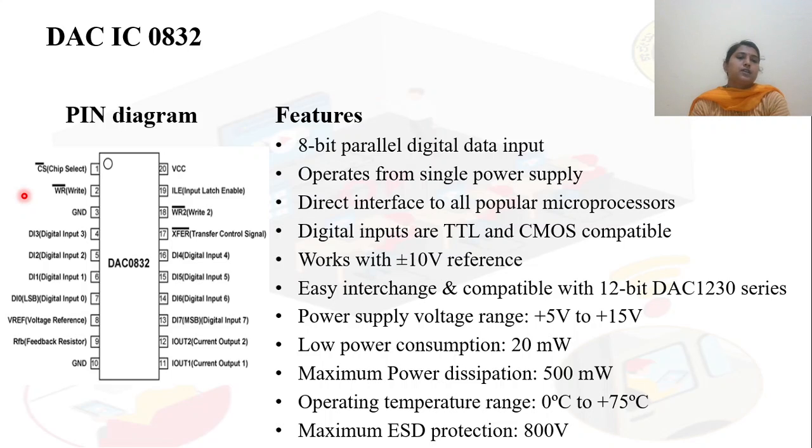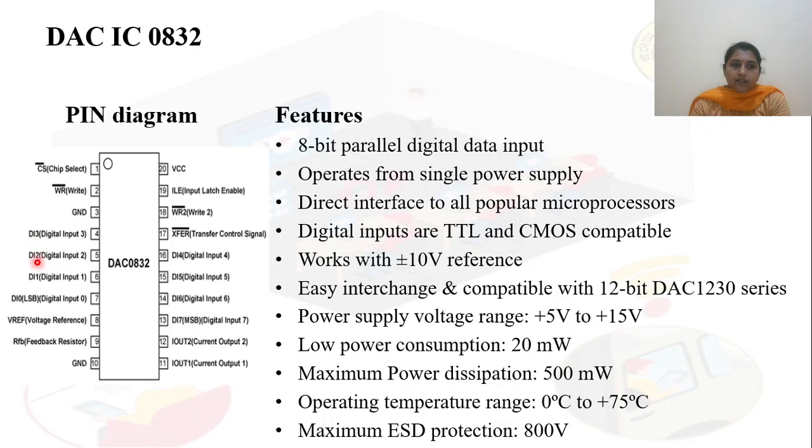Whichever digital input I want to convert, that input has to be placed on the digital inputs provided on this pin. Before that, we have to enable this write bar. Next, pin number 3 is ground.